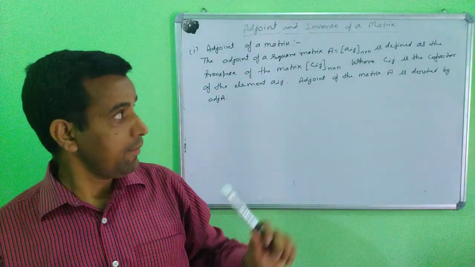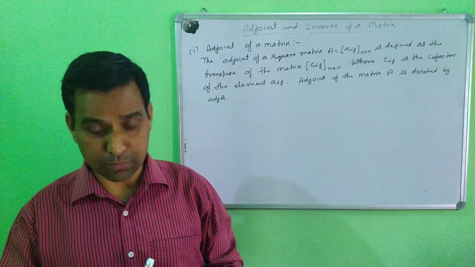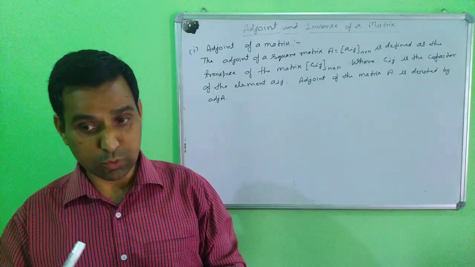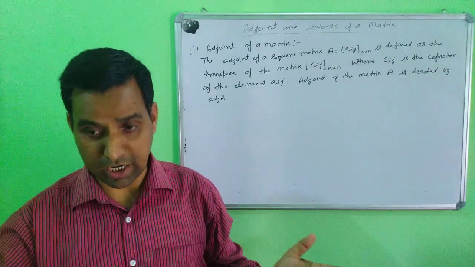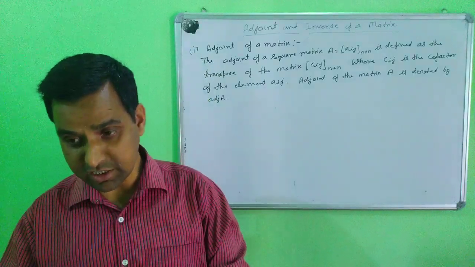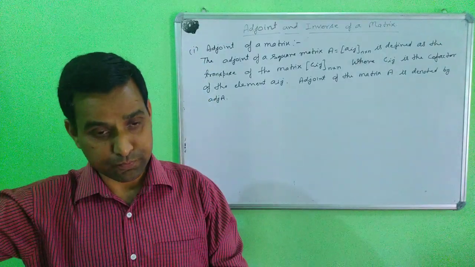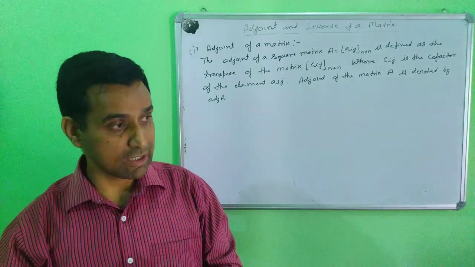When these two things are clear, then you can find the adjoint. So how do we find the adjoint? The transpose of the matrix which has the cofactors is called the adjoint of the matrix. Means, if you find the transpose of the matrix having the cofactors, it is called the adjoint of the matrix.